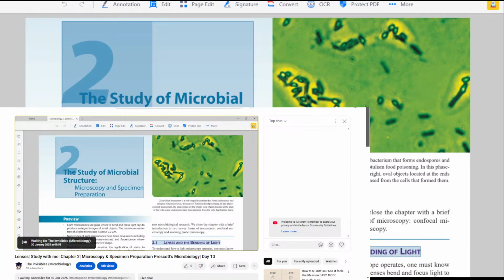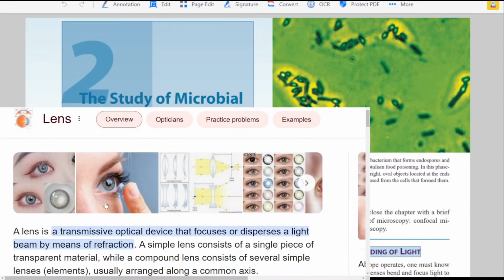And finally, today we are at Chapter 2. Chapter 2 is about the study of microbial structure, microscopy, and lenses.